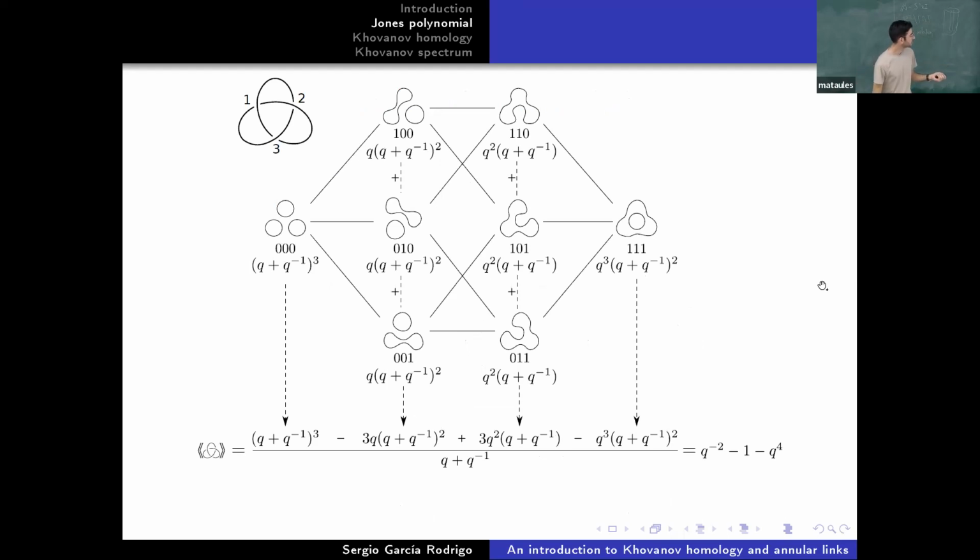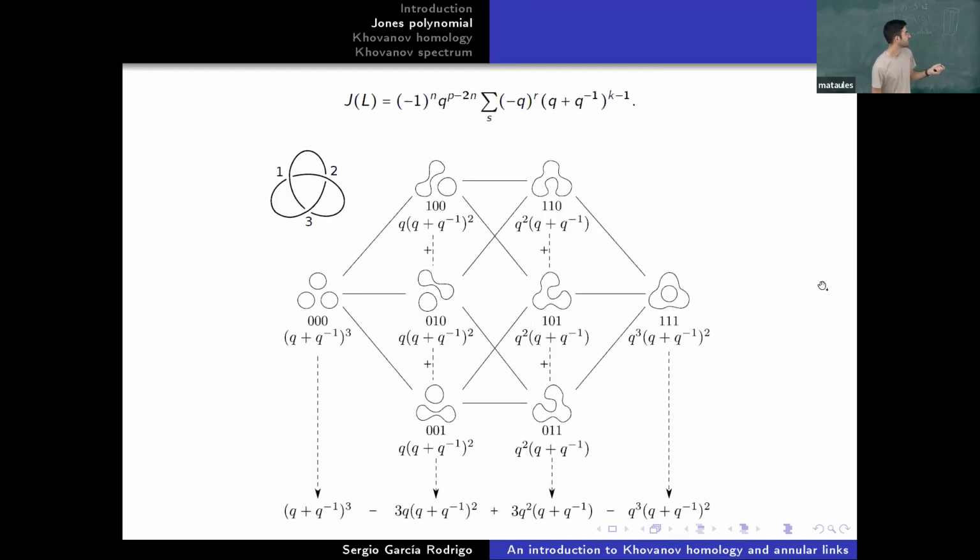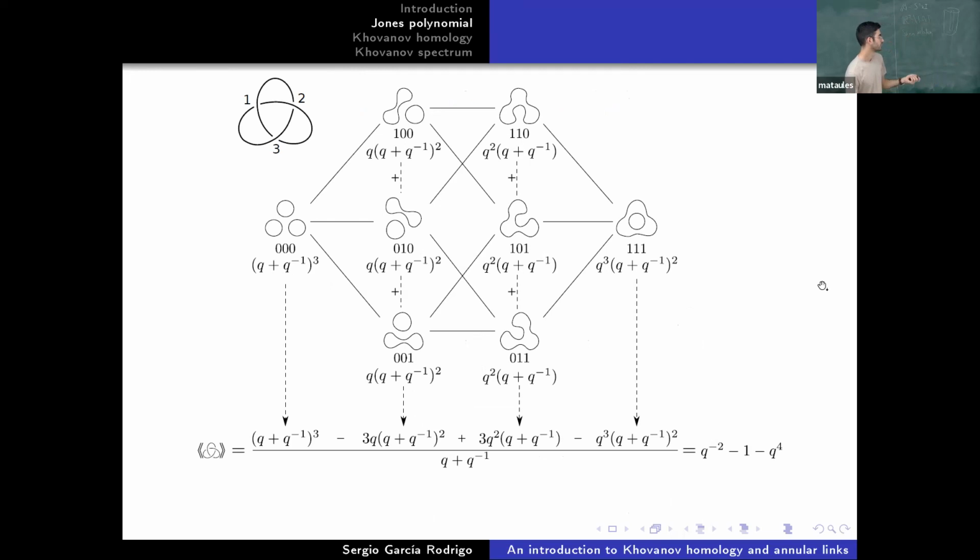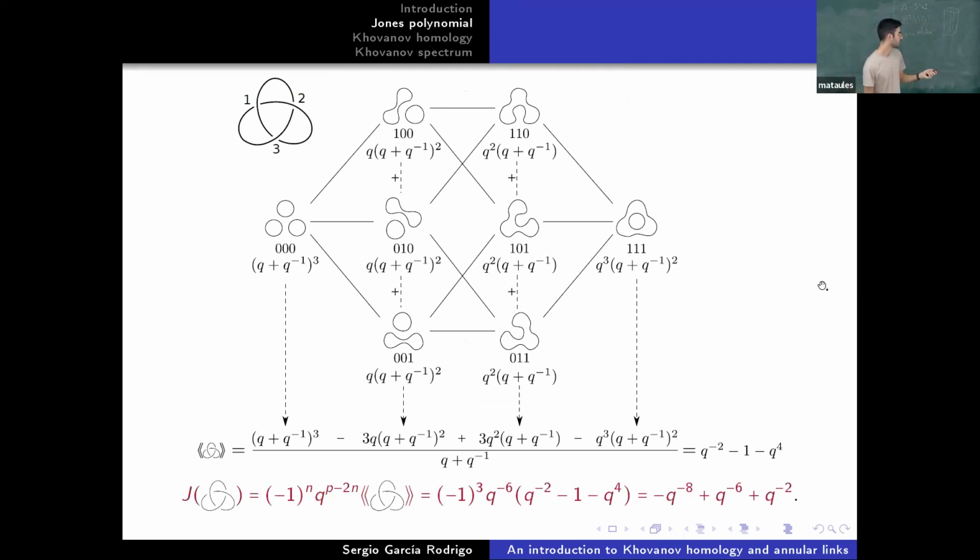Maybe I lied a bit because this term appears right here. That's because right here it's k minus 1, and here we are just doing k. So that's just an adjustment. But we want to put k here because it's useful for the construction of the Khovanov homology. Okay, so we just compute the bracket polynomial, and then multiply by this term right here.